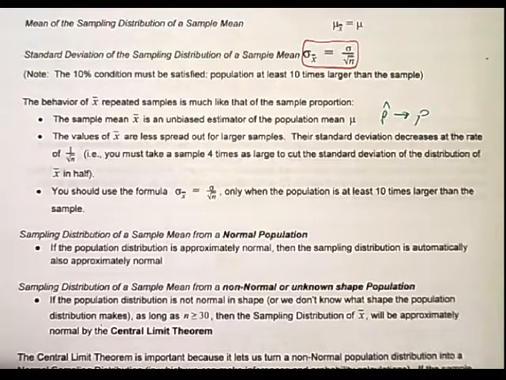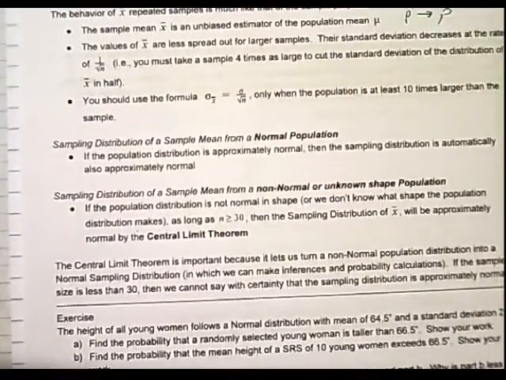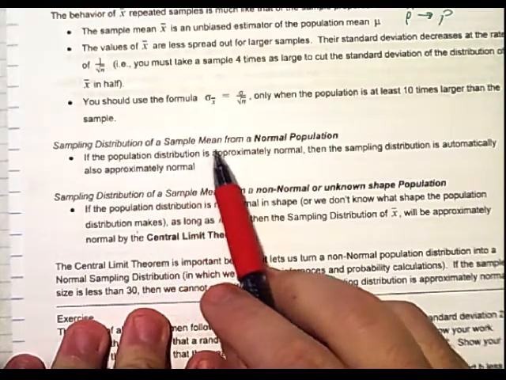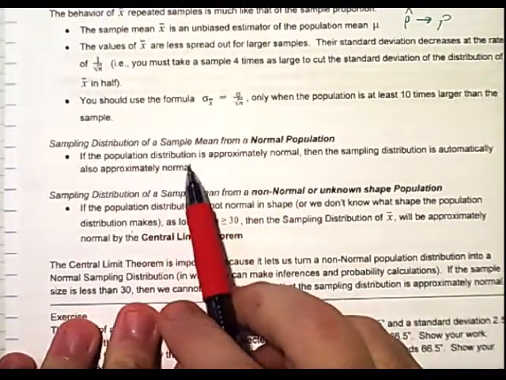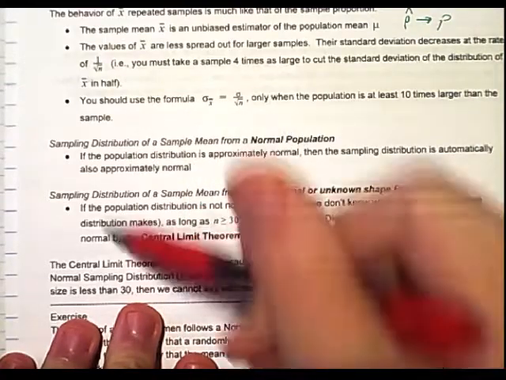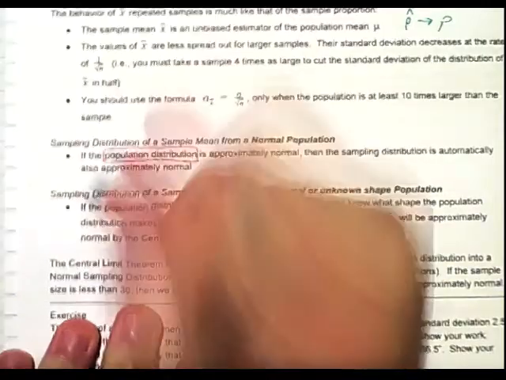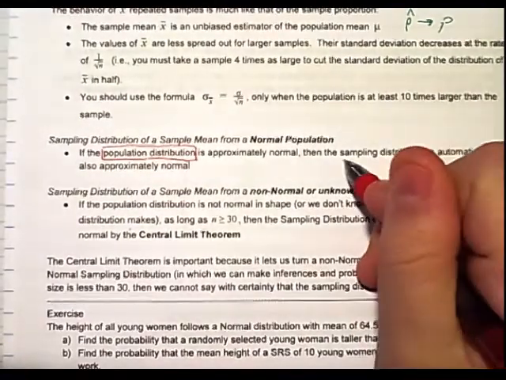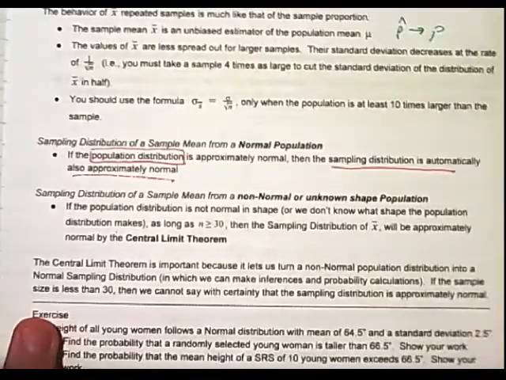So let's read the next 2 parts because this is important. Sampling distribution of a sample mean from a normal population. It says if the population distribution is approximately normal, then the sampling distribution is automatically also approximately normal. So what does that mean?